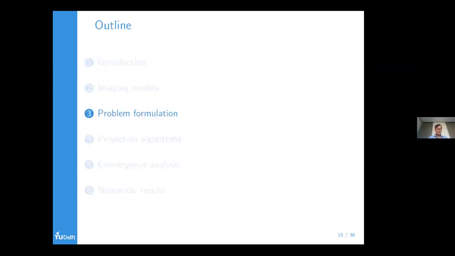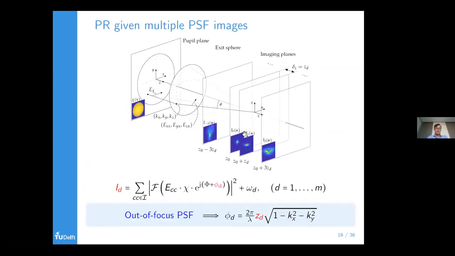Now let's go to the problem formulation. Again, we use this figure. We consider phase retrieval given several images. Here we have m images. For each image, this is the vector imaging model we just discussed in the last section, and omega represents noise.